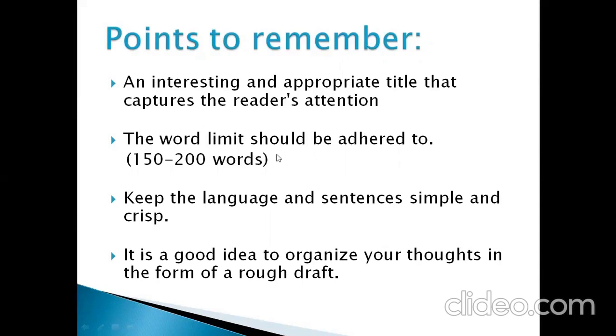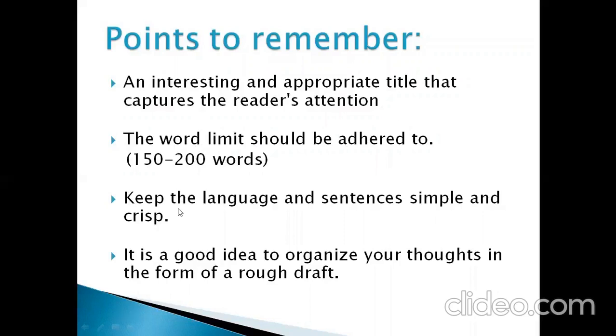Next is the word limit. We should strictly adhere to the word limit, which is 150 to 200 words. That means the minimum we can go for is 150 words and the maximum we can write is 200 words in an essay.